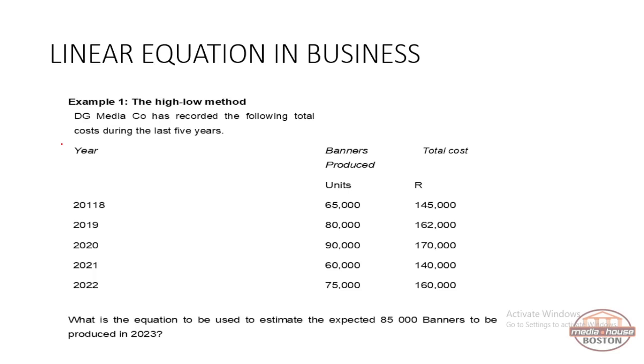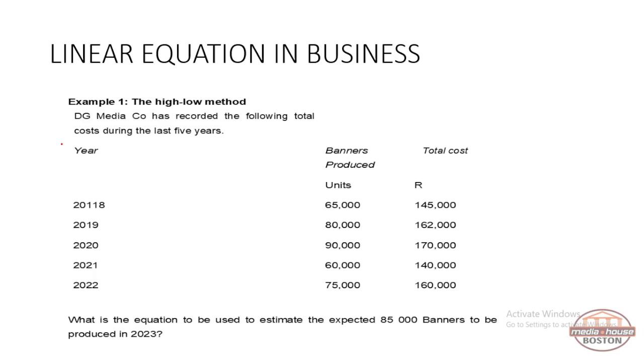So here it says that a linear equation in a business, DG company has recorded the following total cost during the last 5 years. So they've been recording all their cost for the past 5 years and their number of banners being produced. So they are tired of just incurring cost over the years. So what they are trying to do is identify what will be the future cost for 2023 if we are going to produce 85,000 banners.